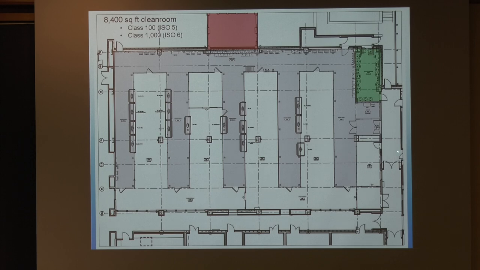The users come from the building to the gowning room. There is a vestibule in here. They go into the clean room. We have a gas room where we keep things that are corrosive and toxic. We have a bunker on the outside, and that's where we keep things that explode or catch on fire.